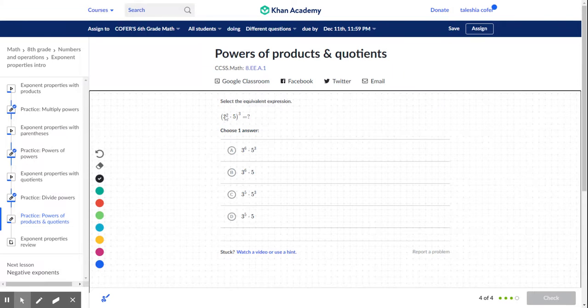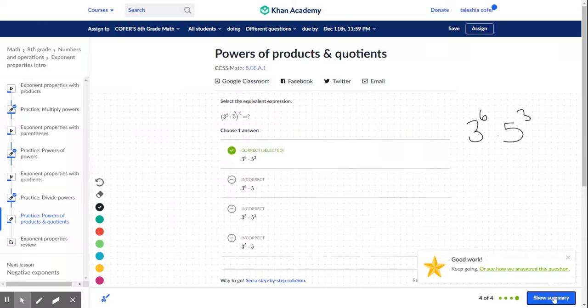Last one. 3 squared times 5, and they want me to cube all of that. Remember, this 5 has an imaginary 1 here. When I'm raising a power to a power, I multiply my exponents. 2 times 3 gets me 6, so I now have 3 to the 6th power times, 3 times 1 gets me 3, so I have 5 to the 3rd power. 3 to the 6th power times 5 to the 3rd power, and we're done.